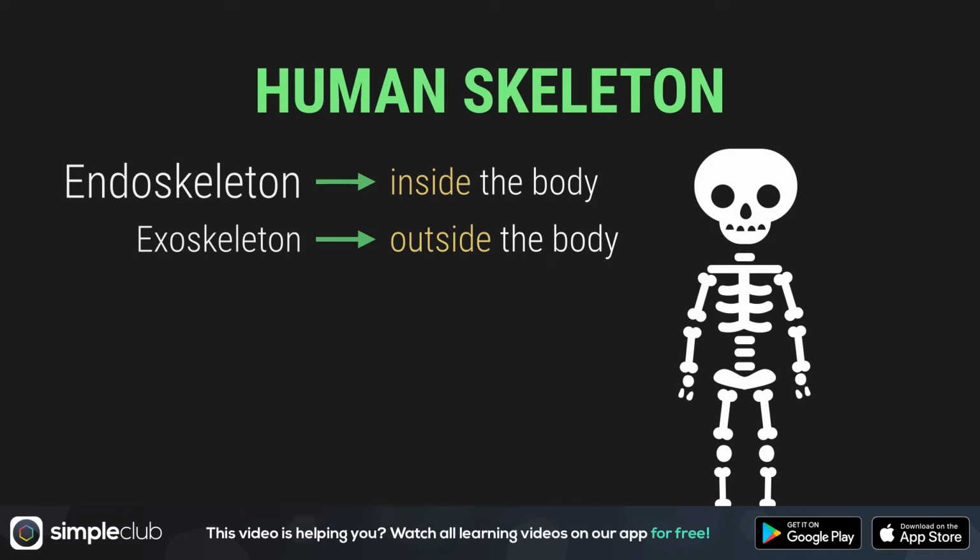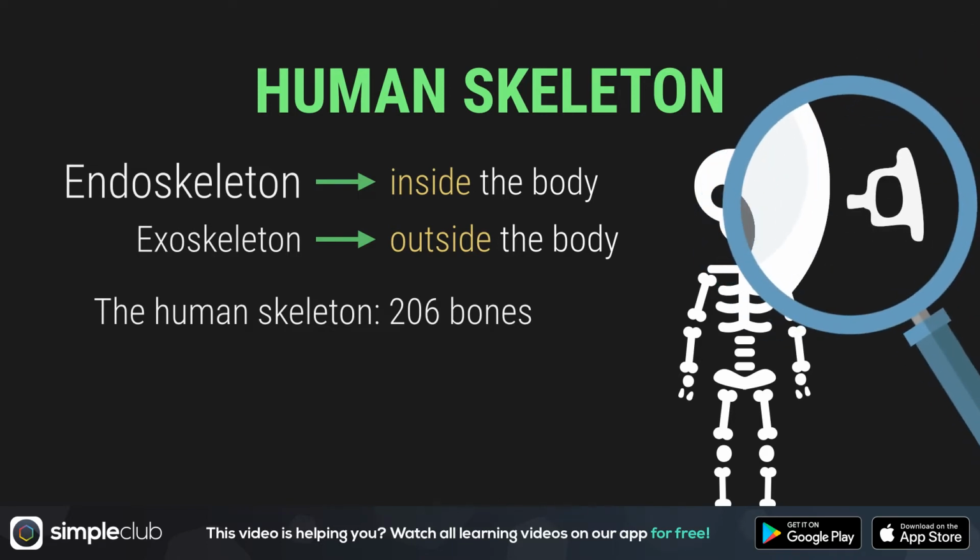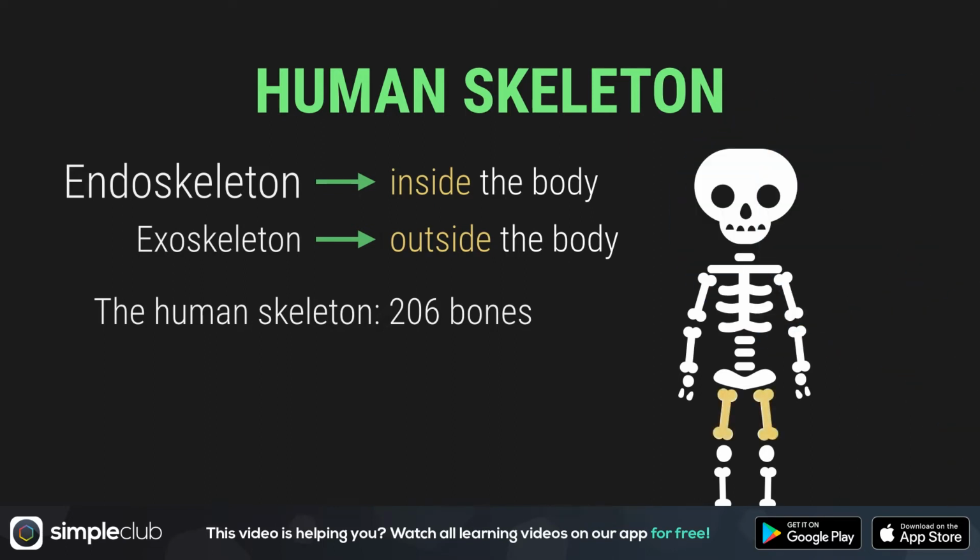The human skeleton is made up of 206 bones in all. Infants and children have even more. The smallest bone in the human body is the stirrup bone in the ear. It measures just a few millimeters in length. The largest is the femur.